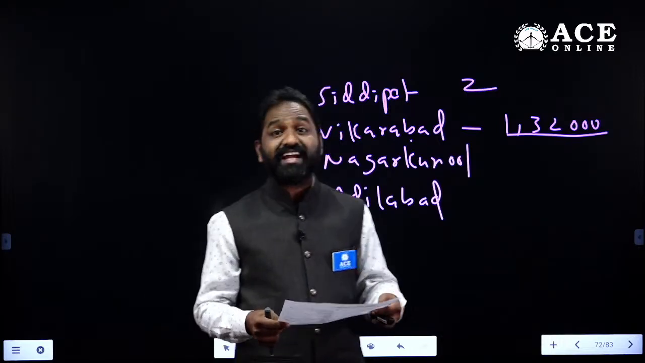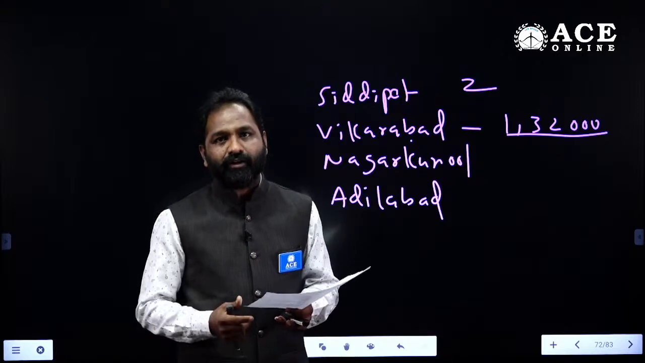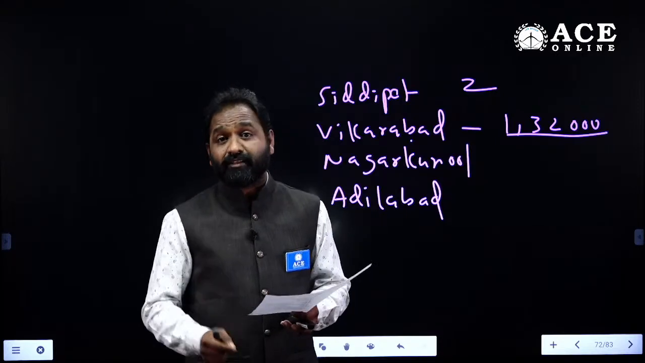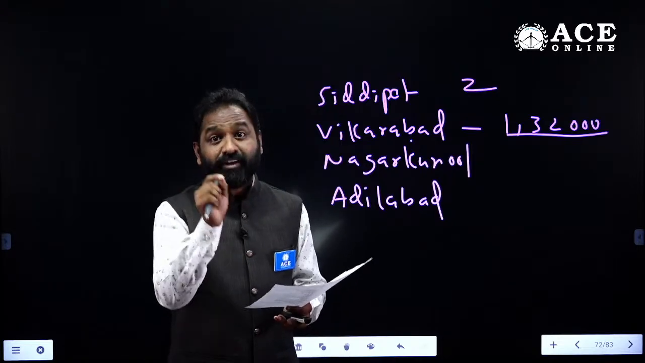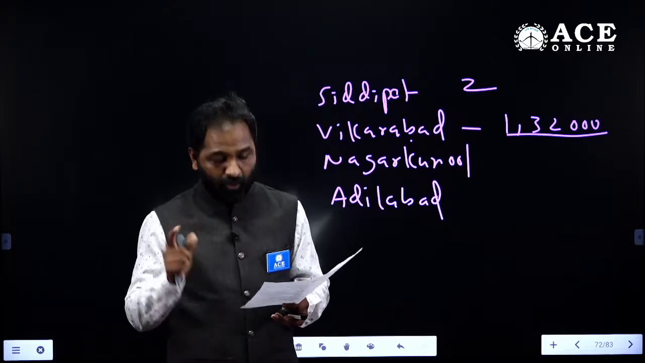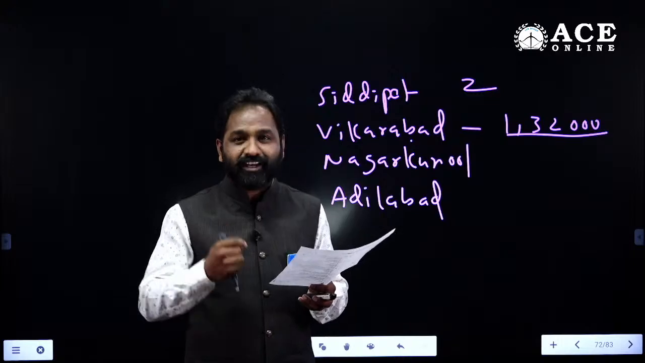Okay, my dear friends, we go to the other side. The question number is 98. Which among the following states recorded the highest number of electronic transactions in citizen services between 2014 and 2022 for every 1,000 population? As you know, even after Corona, you can see a greater number of digital transactions in India. And as per a recent survey, there were 48 billion UPI transactions recorded in India, which is the highest in the world. But this question is talking about Indian states, and that too about our Telangana state.